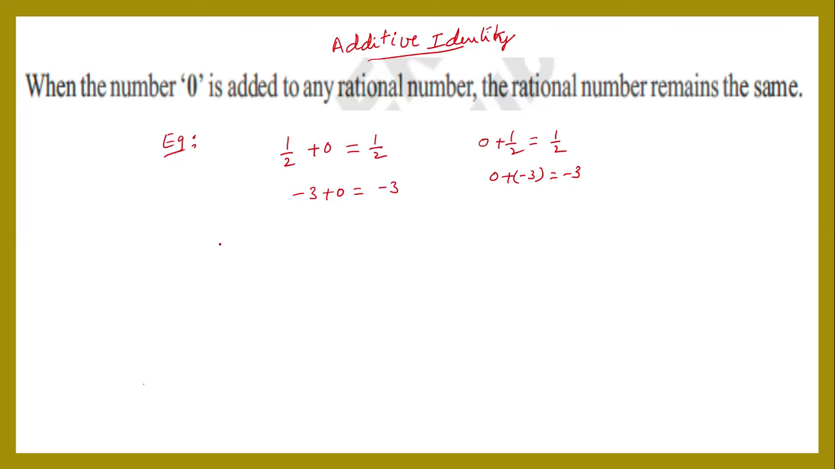If a is any rational number, we add 0 to a, then what do we get? a plus 0 is equal to a. Otherwise, 0 plus a is also a. So, we can say here that 0 is the additive identity. Here the 0 is called additive identity.